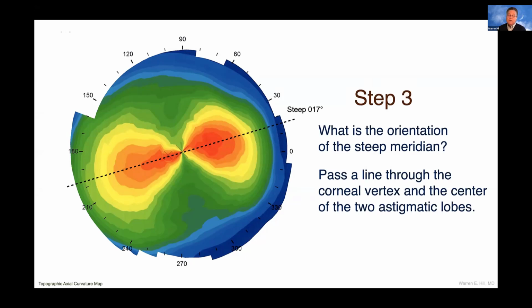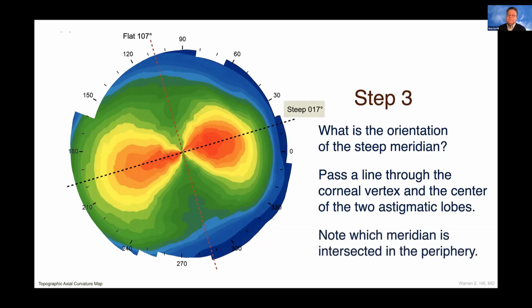So now we know, is the astigmatism regular? Is it symmetrical? And what is the steep meridian? Three important pieces of information just from the humble axial curvature map. And again, we're looking at the central 4 millimeters.